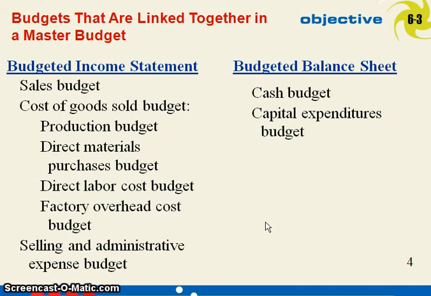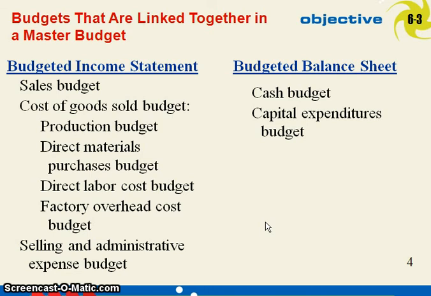Little recording quirk. So some of the budgets we're going to be looking at, a business, we're going to be preparing some of these budgets. You've got a master budget, and a master budget is a bunch of budgets that get linked together. The ones we're really going to be focusing on are a sales budget, a production budget, a direct materials budget, and a direct labor budget. We're not going to really look at the factory overhead budget so much, and we're going to look at the cash budget a bit.